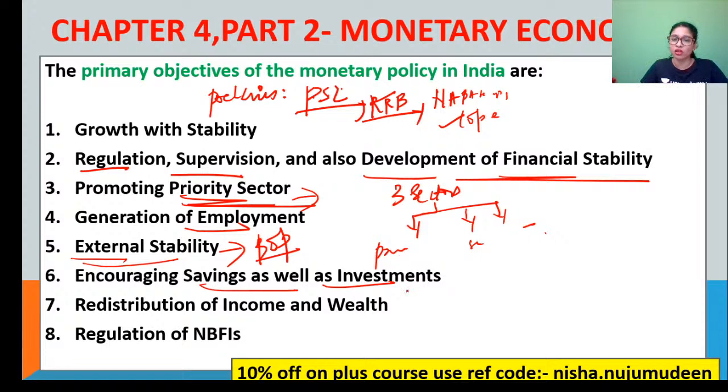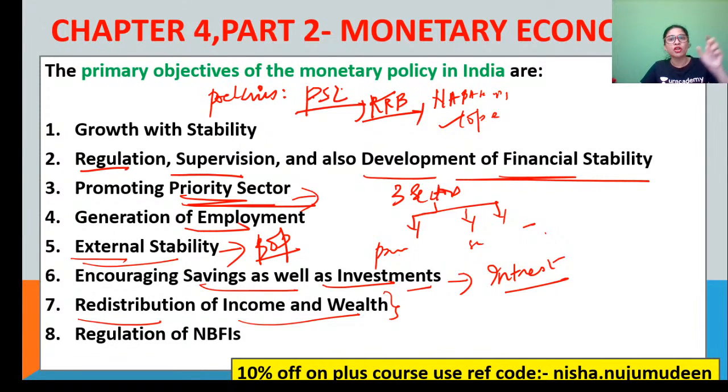Only then can the economy grow, because accordingly the rate of interest gets fluctuated. Clear? Next is redistribution of income and wealth, meaning to reduce income inequalities, which is a social objective of our country. Again, monetary policy plays an important role, because they want to make sure there is no unequal distribution of income and wealth.